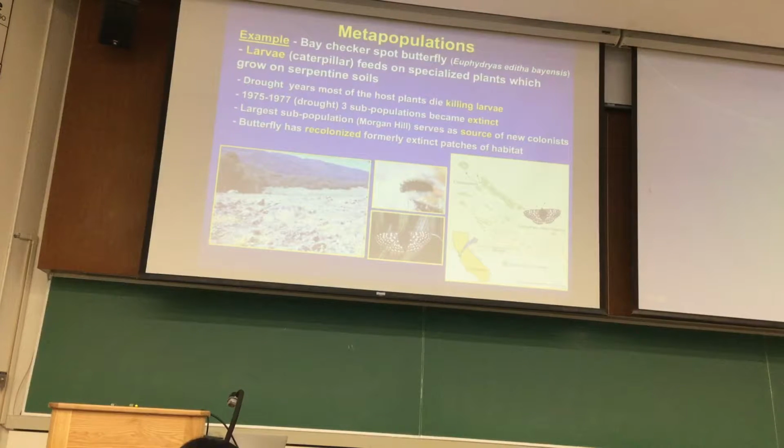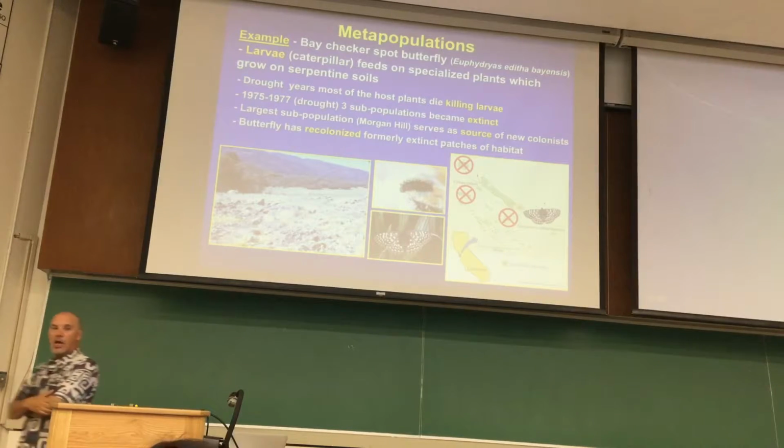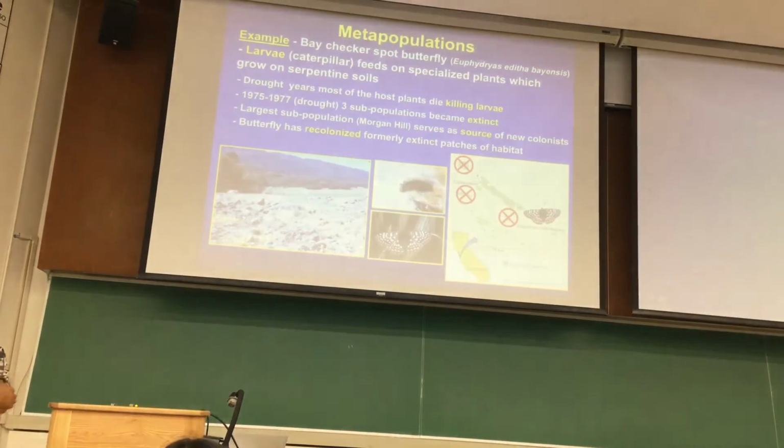So in drought years, what happens is the Goldfield flowers die. Well, if the flowers die, what's going to happen to the caterpillars? They die. Will there be adult butterflies? No. So that's problematic. So in '75 to '77, there was a big drought. What happened was multiple subpopulations died out. Guess what size they were? They were the small ones. The small ones went first.